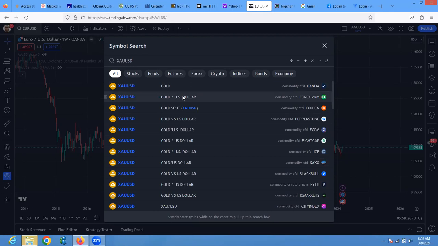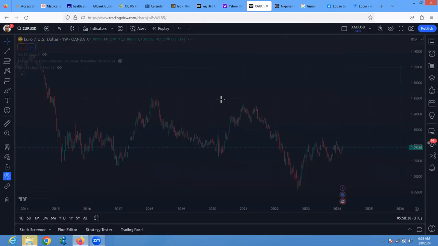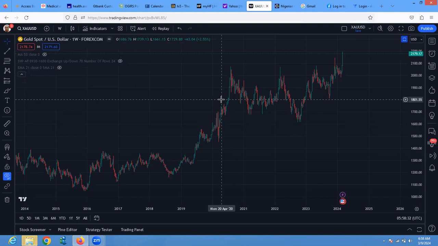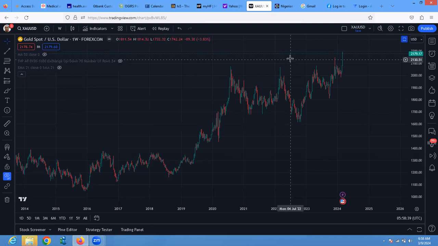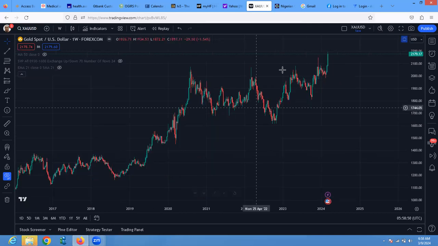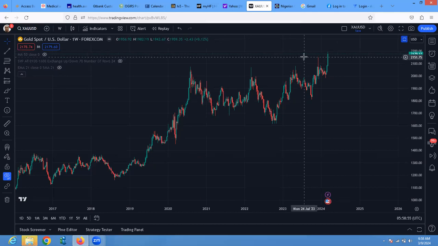Let's go to gold. Now, this is a serious move on gold. Just like we thought, anytime we approach a major resistance, we would expect that there's going to be a correction around this area. But on the weekly, gold has moved to break the all-time high. The all-time high has been broken here, here.